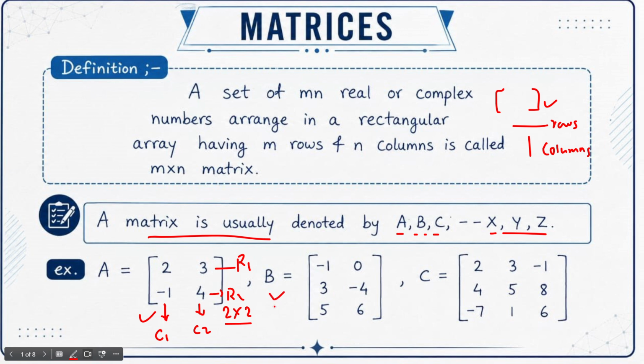Similarly, the second matrix consists of 3 rows, first, second and third, and 2 columns, first column and second column. So its order will be 3 by 2. And the last example, C matrix, consists of 3 rows, 1 2 and 3, and 3 columns, 1 2 and 3. So its order will be 3 by 3. So in this way you can express the matrix in 2 by 2, 3 by 2, 3 by 3, in any order.